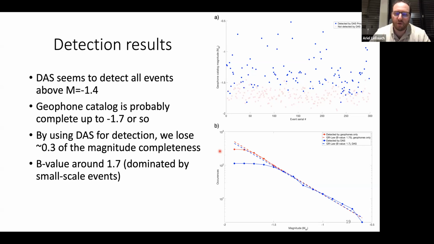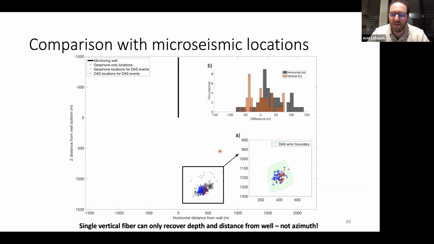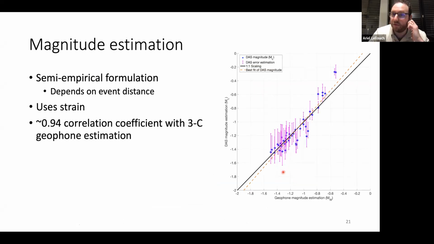You can also do some basic location work. As I mentioned, we have this complete azimuthal symmetry for DAS, so we can only resolve depth and distance from the well, and not absolute location. So it's not really a fair comparison, but if you collapse the geophones to this 2D plane and take their locations, we get that the locations are practically the same. And we were also able to estimate magnitude from DAS.